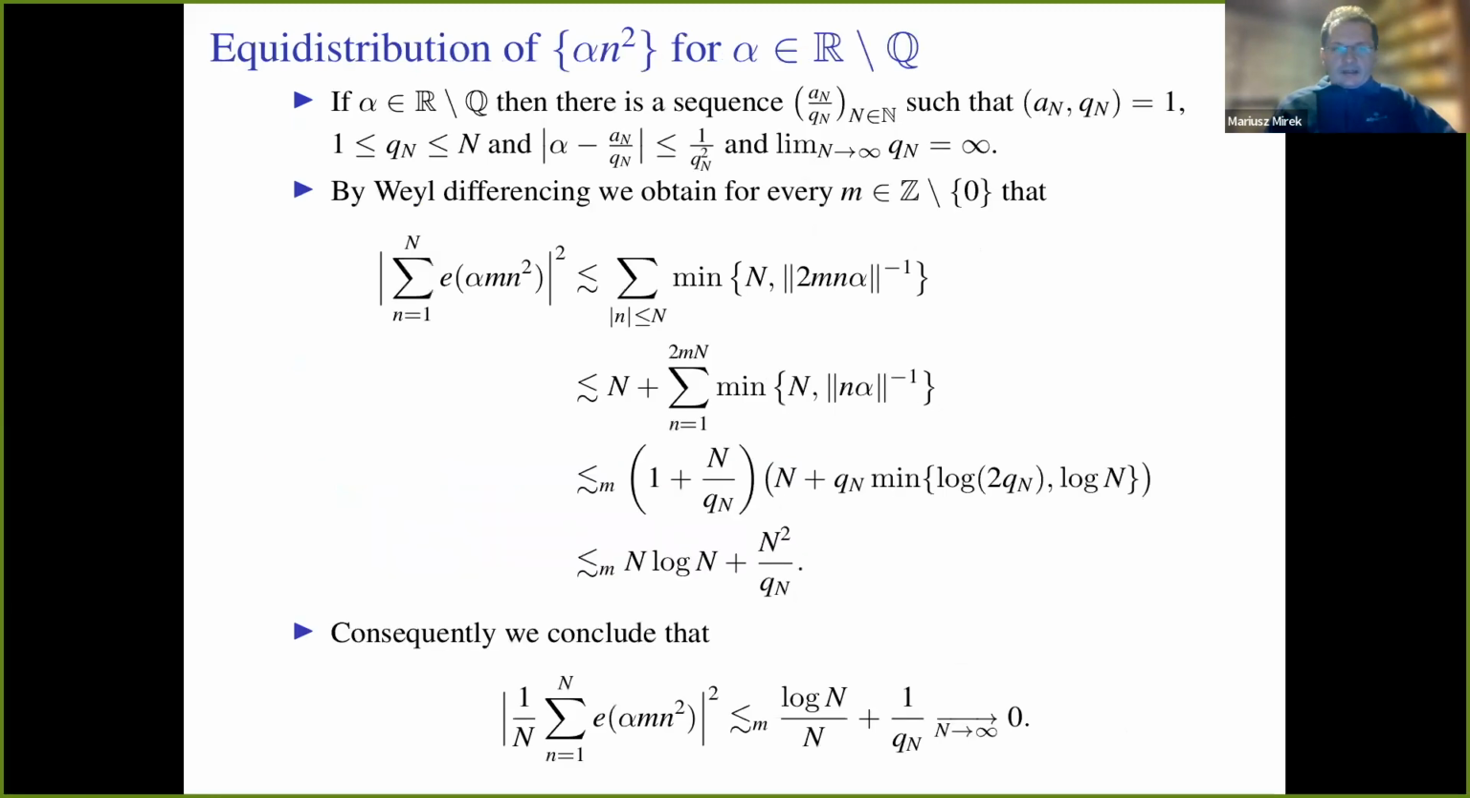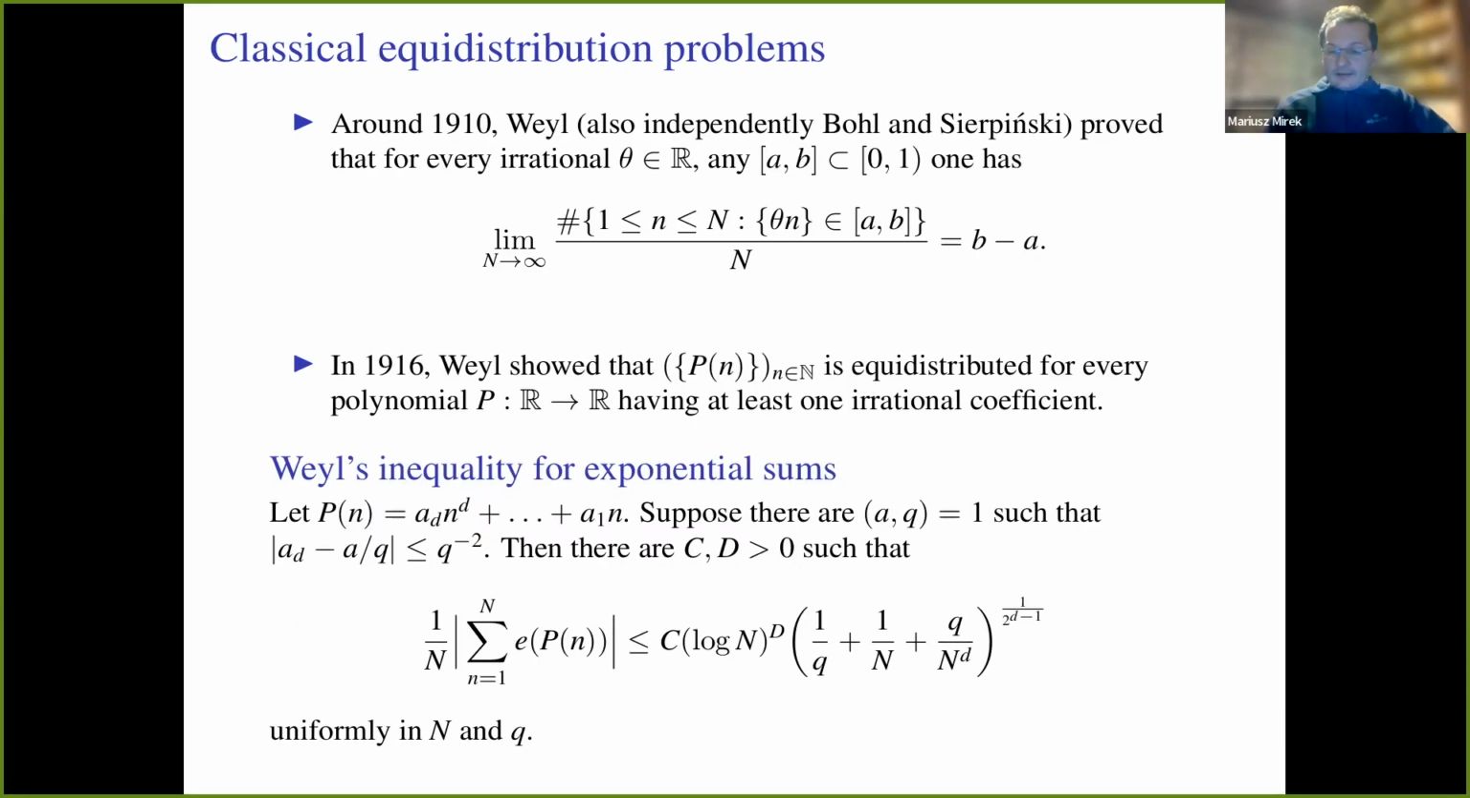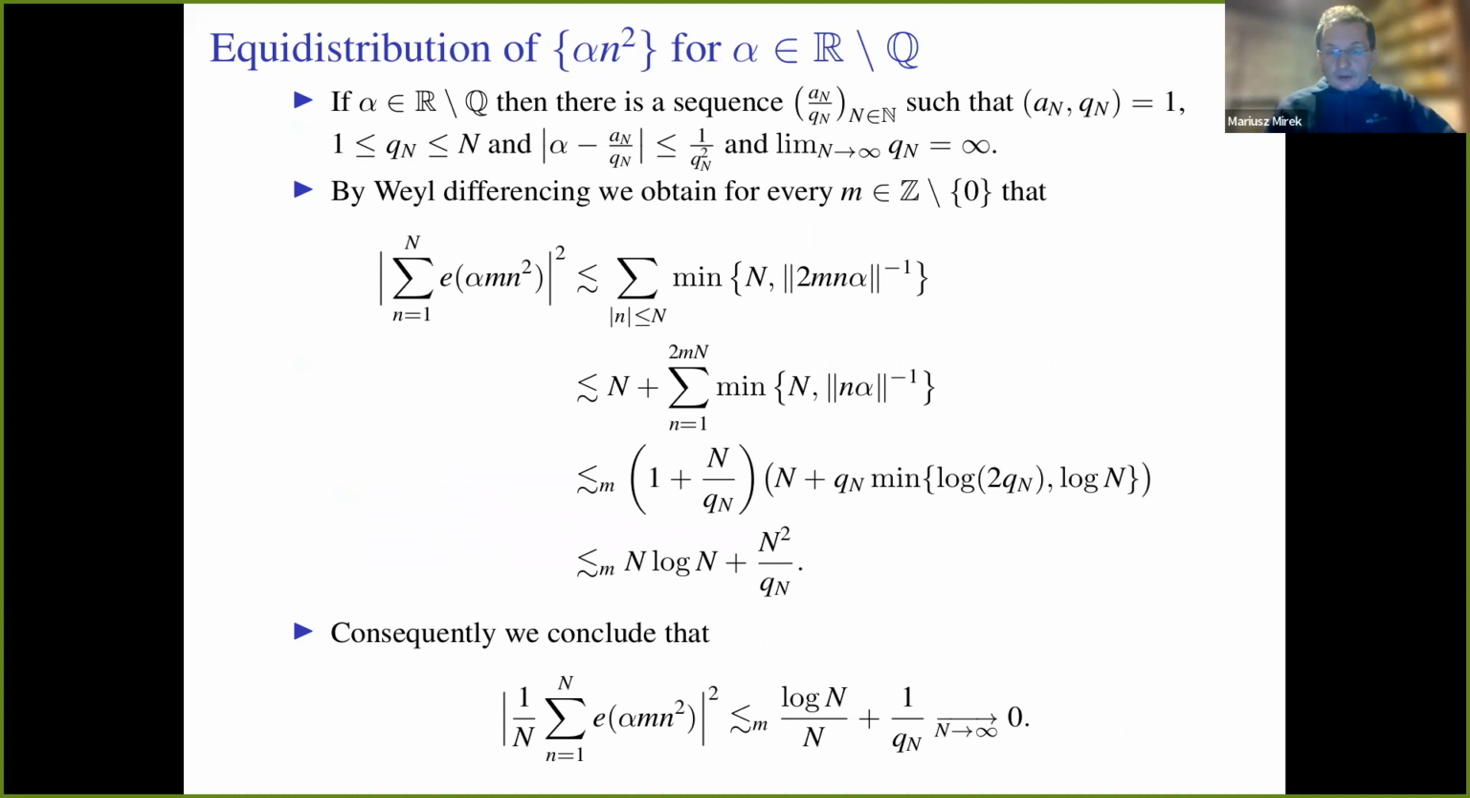it's not clear. But let me show you how Weyl's methods can be used, for instance, to show that alpha n squared is equidistributed modulo 1. This is just for fun, to show you how to use the Weyl differencing. So if we have an irrational number alpha, then by the Dirichlet box principle, we can find an infinite sequence of rational fractions a_n over q_n, which are coprime, and q_n is controlled in this way, so it does not exceed capital N. And so the rationals approximate alpha in this way.